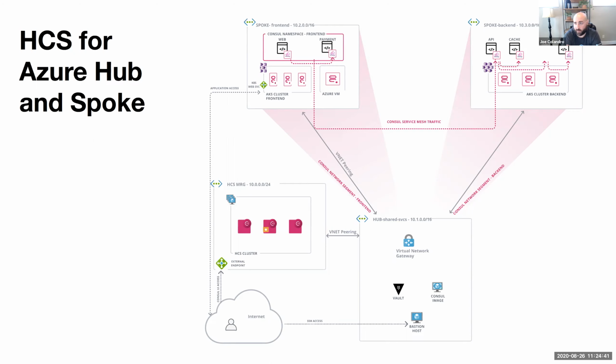In addition to the way the application is deployed, I also have HCS provisioned in my Azure account. It's got 3 Consul servers, and that VNet is peered to the hub as well as to the spokes, for configuration of the service mesh that we're going to use to connect the services of this application.